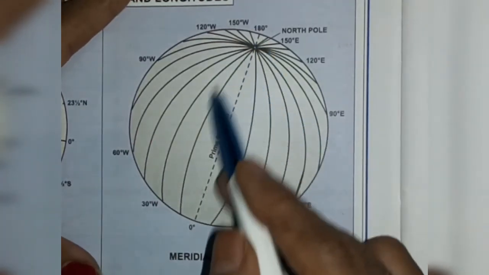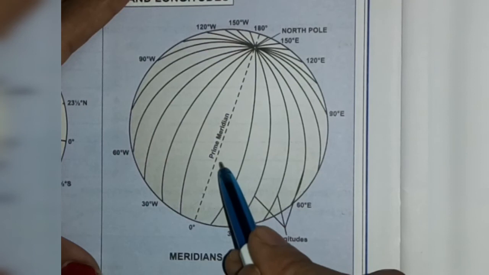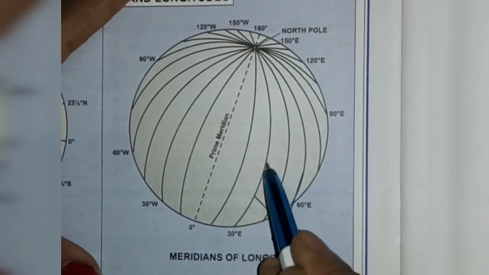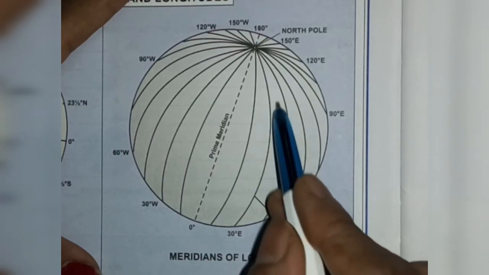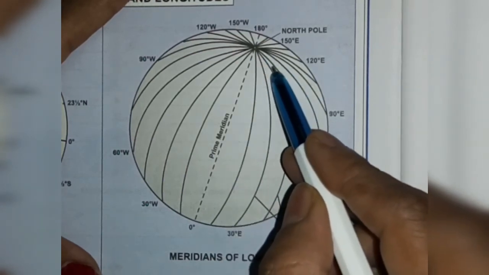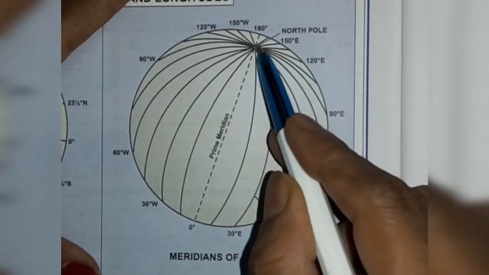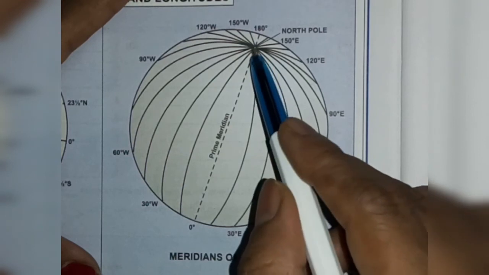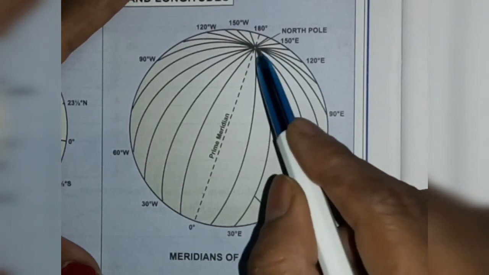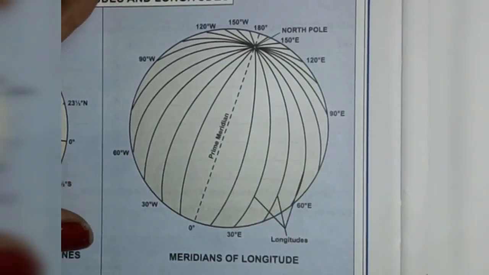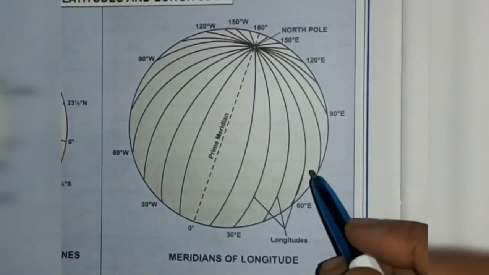So these are the longitudes. Here you can see the distance between these two longitudes is maximum, and as you go towards the poles, the distance between the two longitudes decreases, and at 90 degree, here we can say the North Pole, it is 0. Okay, so this is all about the longitudes, or we can say meridians, of the earth.